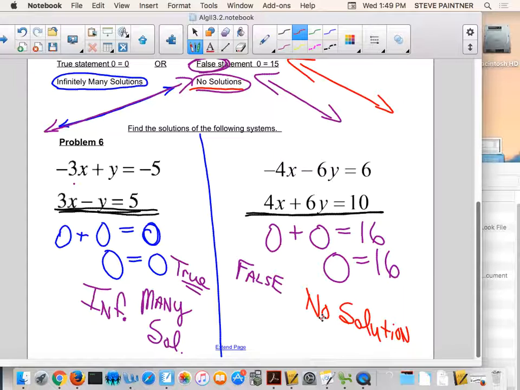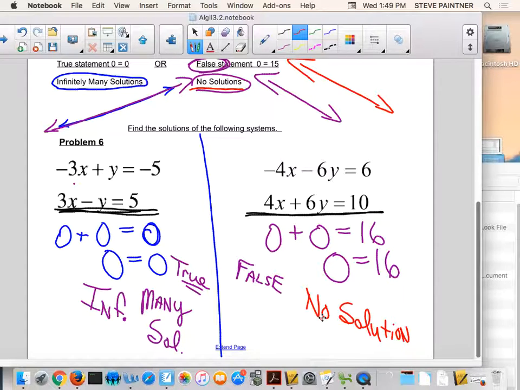Do you like the elimination method? No? You like what? Substitution. It's funny, I always think students will pick the elimination method, but some students say, no, I like the substitution method. It's my favorite. You can only really use it though when what?